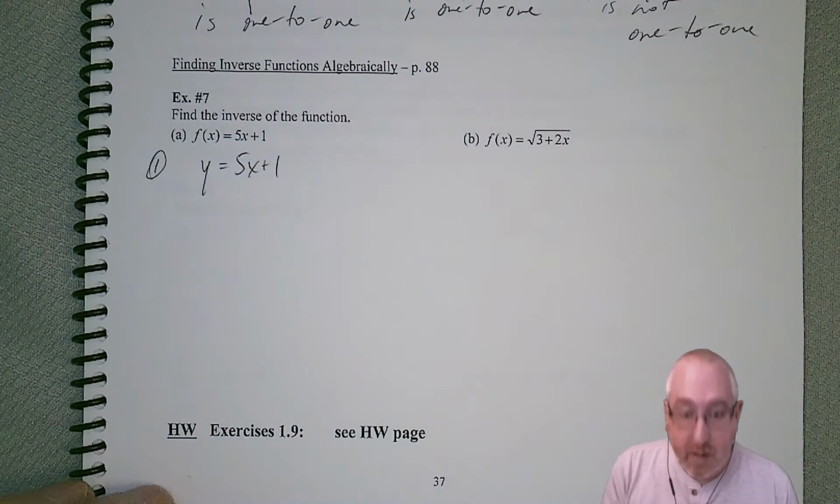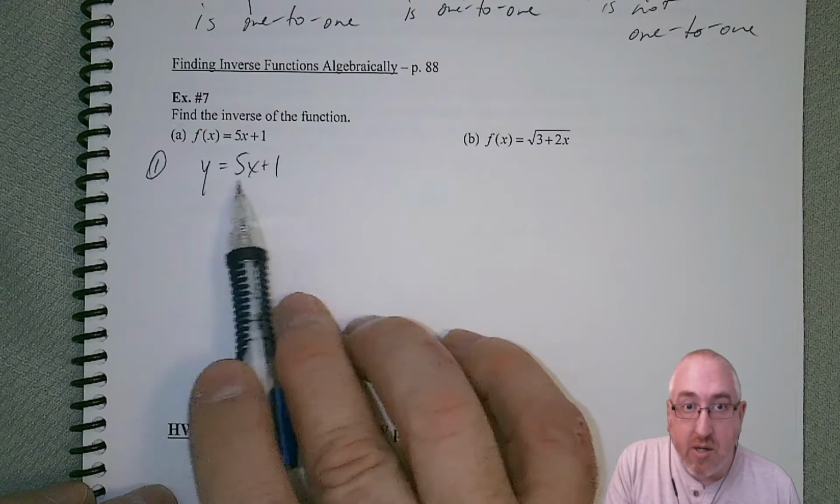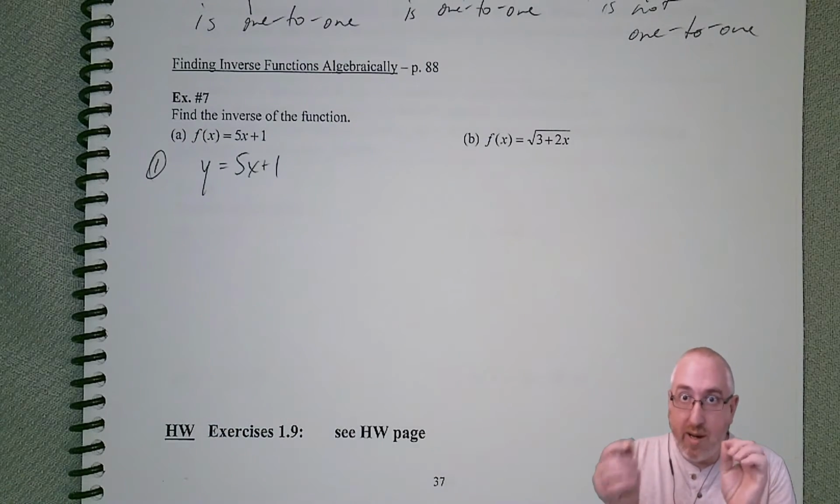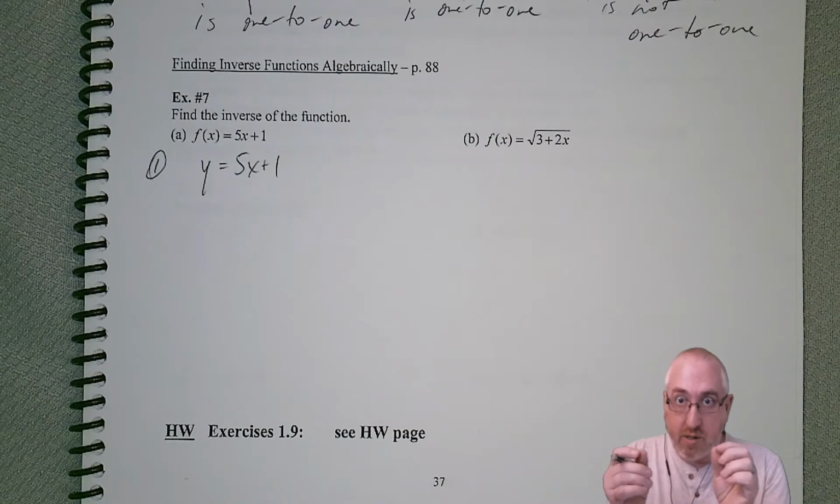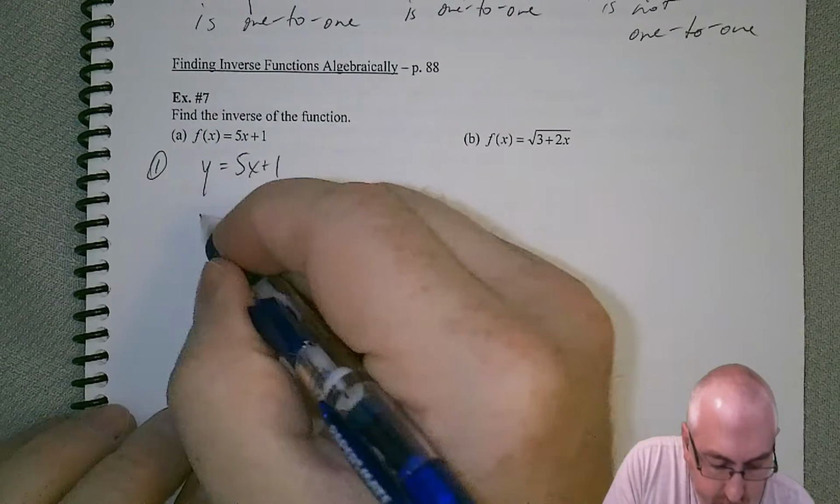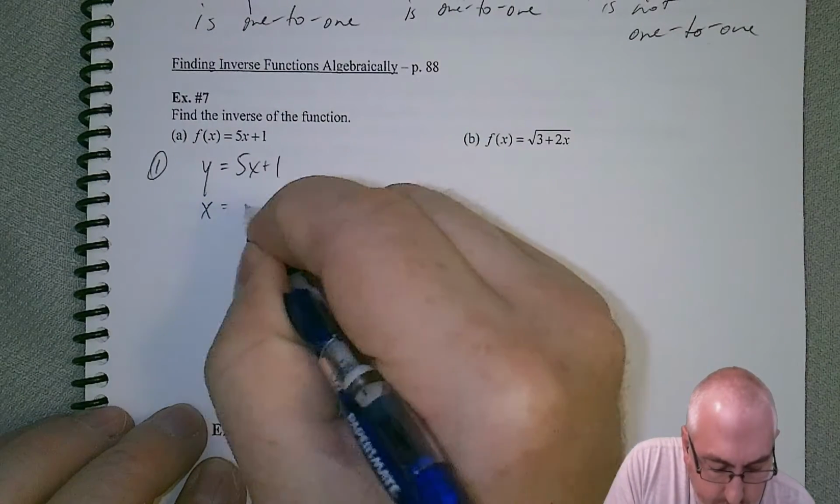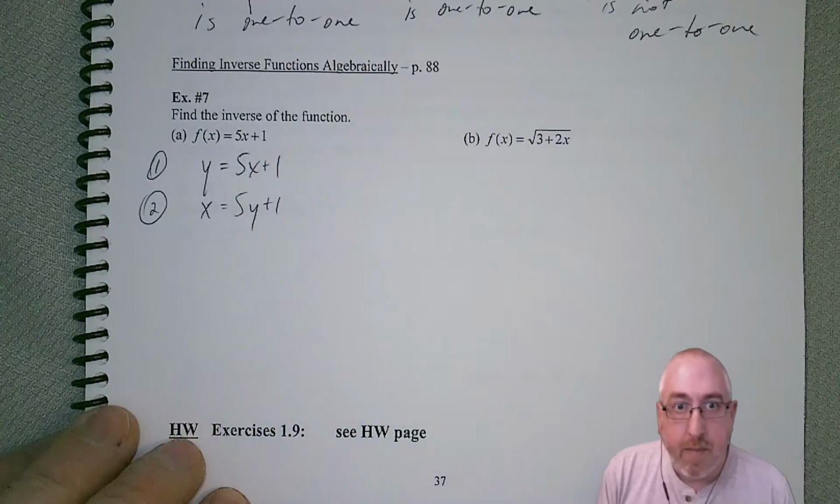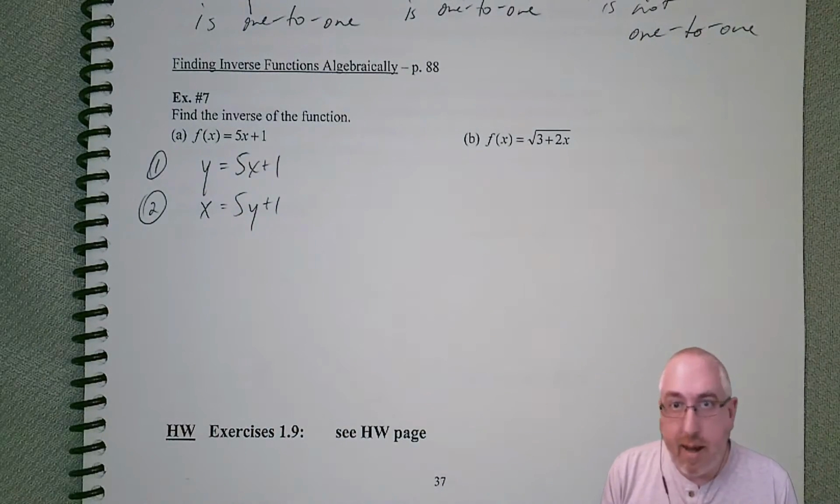Step 2 is to actually interchange those variables. Because remember, that's kind of what we did from the beginning when we were defining inverses. We swapped those ordered pairs, the coordinates of those ordered pairs around, and that's essentially what we're doing here. So if we swap, that's step 2.